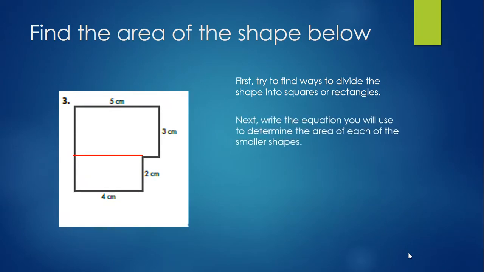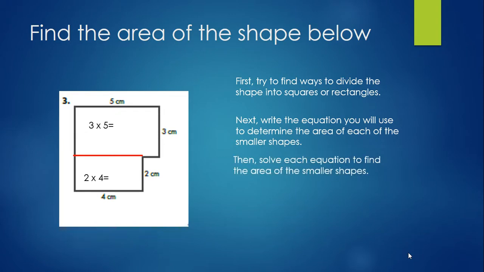Next, write the equation you will use to determine the area of each of the smaller shapes. I like to write my equations right inside the shapes. I have one rectangle that will be 3 times 5 and one that will be 2 times 4. I need to solve each equation to find the area of the smaller shapes. I'll use my skip counting strategy if I don't know my facts.